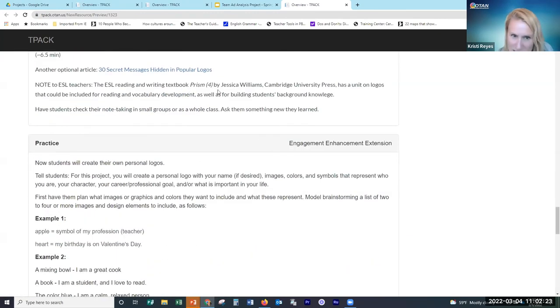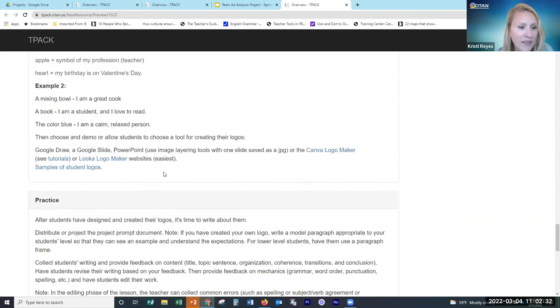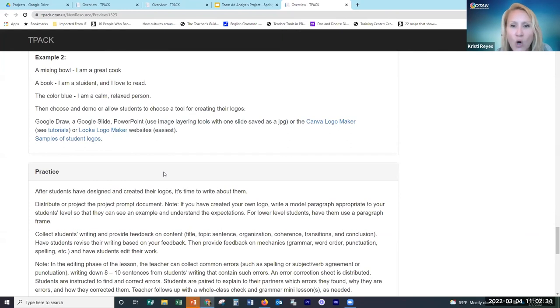And I included a reading from a textbook here. I didn't include the actual document, but if you want to include reading. And then they create their own personal logo, write about it, and present it. There are a couple of places that they can do this, but I tell them, if you are artistic, you can draw and paint if you want to. There is the Canva logo maker, and there's the Looka logo maker.